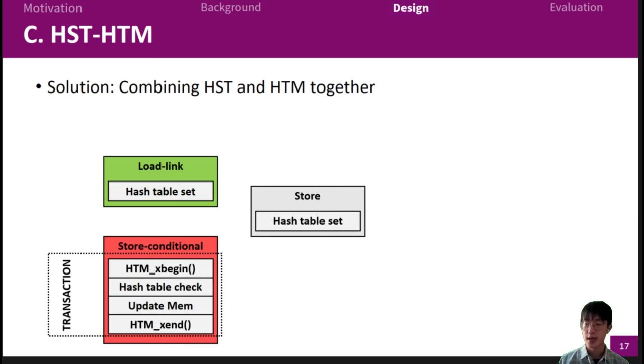Combining these two, it is called the HST-HTM scheme, and it provides strong atomicity. By doing this, the transaction only covers the hash table check and memory update procedure, so it has a small footprint. Also, if the SC is jumped over, no transaction would begin, and the transaction end is guaranteed after the transaction begins.